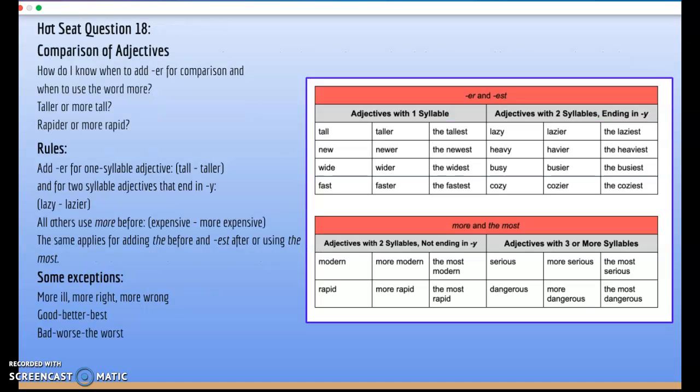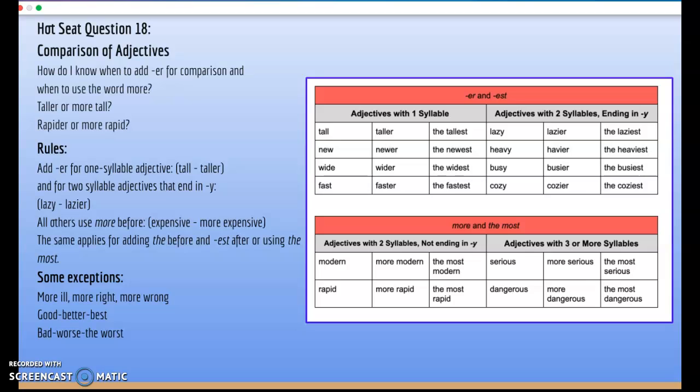Question 18, comparison of adjectives. How do you know when to add er for comparison and when to use the word more? Taller or more tall? Rapider or more rapid? I think we've all heard language learners make mistakes with this. It's quite endearing when they're learning the comparison of adjectives.